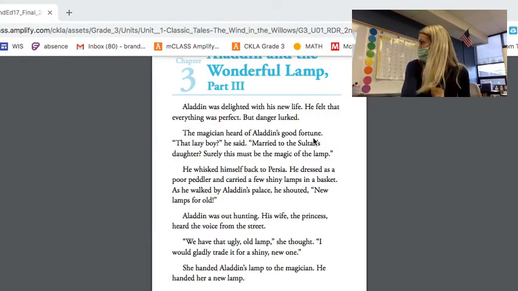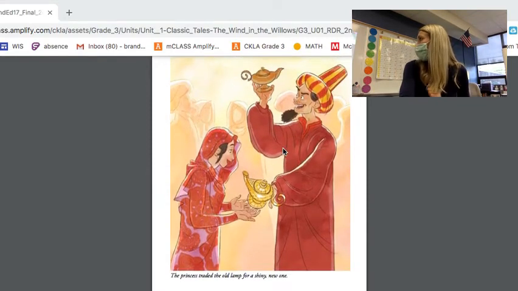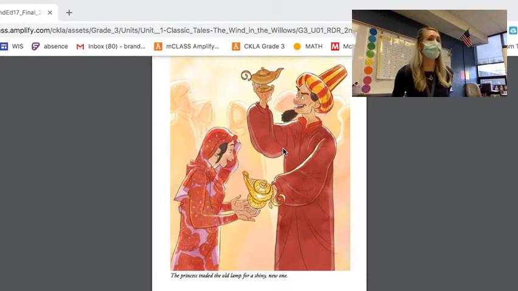Everybody go ahead and take a look at the picture on page 22. If we look at the caption down below, everybody point to the caption for me. The caption says, the princess traded the old lamp for a shiny new one. Uh-oh. Can you predict what type of trouble she might be getting into if she's trading an old lamp for a new one? There could be some trouble, right?